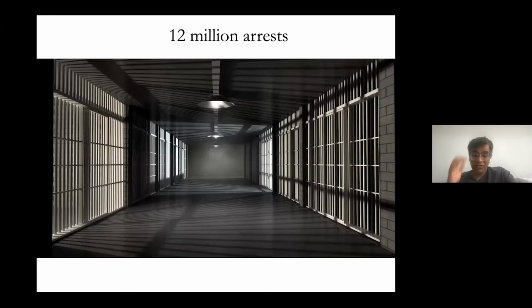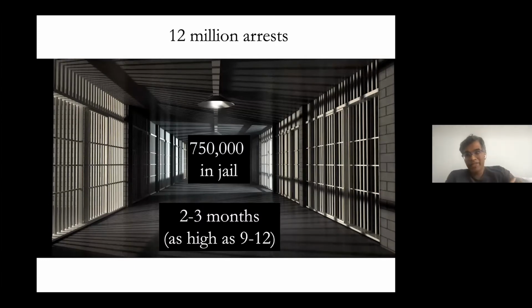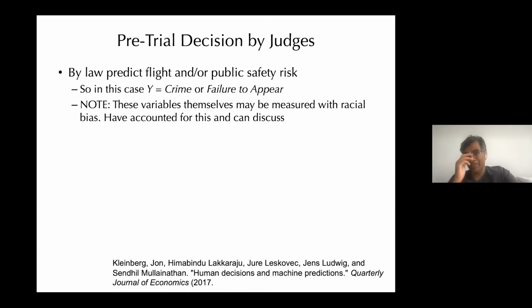Okay, so pretrial: a lot of people are arrested in the United States. A bunch of them spend time in jail before their trial. The time they're going to spend in jail is very consequential. It can be as long as 9 to 12 months, often 2 to 3 months on average. The judge, in deciding whether you spend time in jail or spend time at home while waiting for trial, has one task. It matches exactly what we just saw. The decision is, by law, you have to predict flight and/or public safety risk. So in this case, Y is crime or failure to appear.